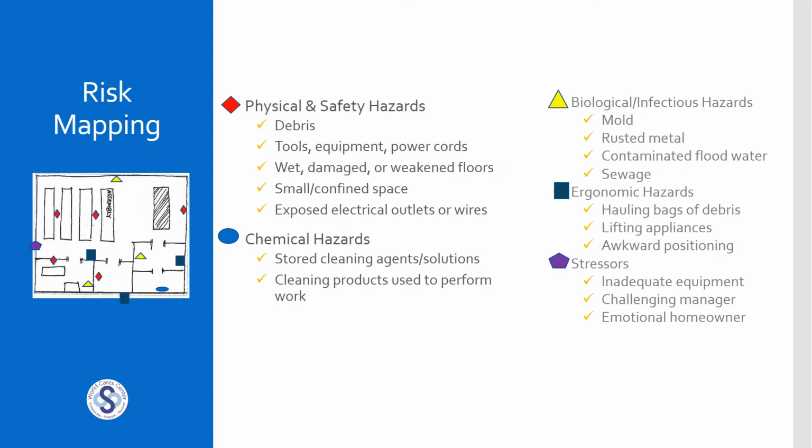So here's what a risk map looks like. You're using icons or symbols to identify physical and safety hazards, chemical hazards, biological and infectious hazards, ergonomic hazards, and stressors. This can be a simple sketch, as you can see here, room by room, where those hazards exist, so that you can figure out how to reduce them or eliminate them altogether.